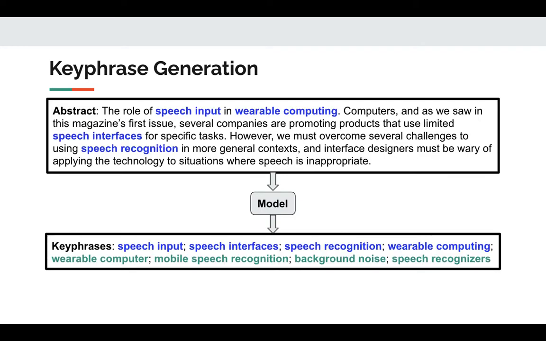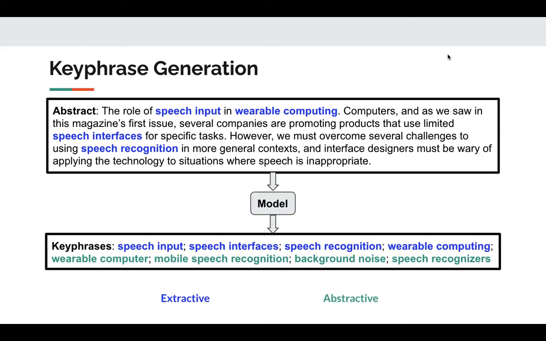There are two types of key phrases, extractive and abstractive. Extractive key phrases are the ones that can be extracted from the source text. So we see here that speech input is an extractive key phrase, which is present in this source abstract.